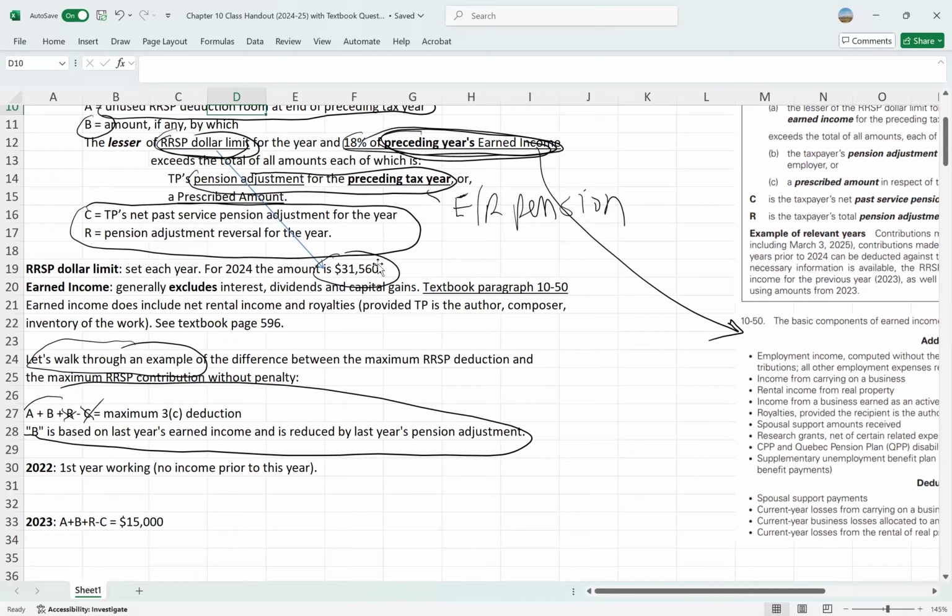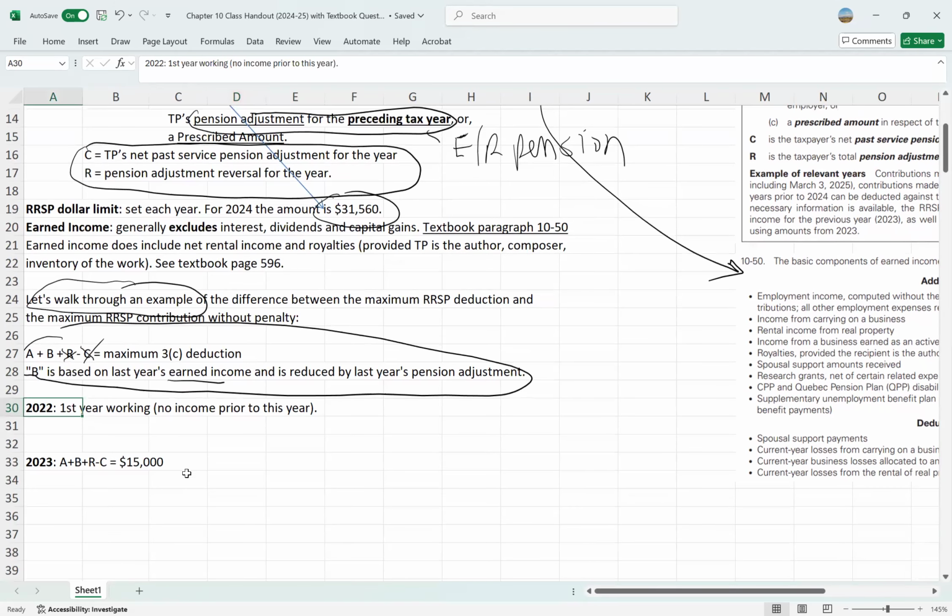The A is the amount that was unused from last year that carries over to this year. And then B is based on last year's earned income. So let's say it is the year 2022, and this is the first year that you were working. So you had no income in the prior year, no earned income last year. Thus, the B will equal 0 because it's 18% of last year's earned income, and if you had 0 earned income last year, the B amount would be 0.